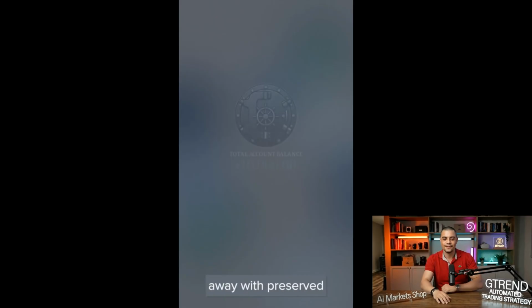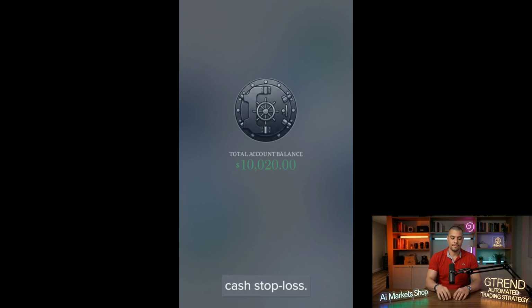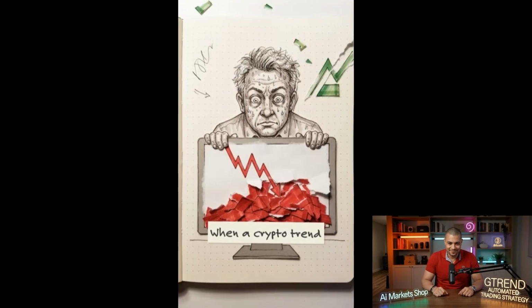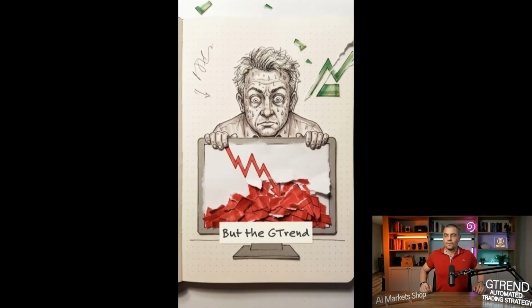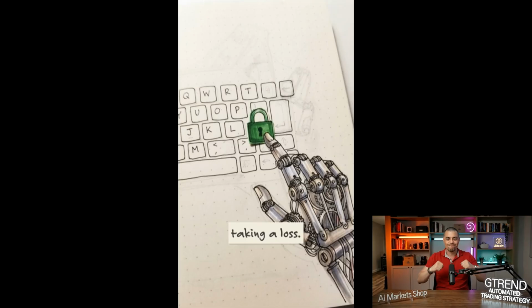The account walks away with preserved capital and net profit without ever realizing a cash stop-loss. And that trapped $50 long? The synchronized dual-sided basket absorbed it for net profit. When a crypto trend suddenly collapses, manual traders get trapped and liquidated. But the Gtrend algorithmic architecture escapes market crashes without taking a loss.